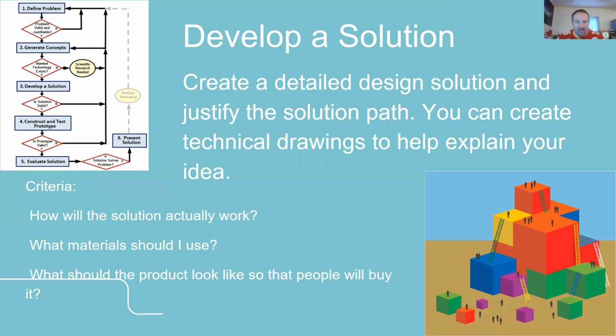The third step is develop a solution. Create a detailed design solution and justify that solution path. You can create technical drawings that will definitely help explain your idea. So the criteria of this is, how will the solution actually work? What materials should I use? What should the product look like so that people will buy it?